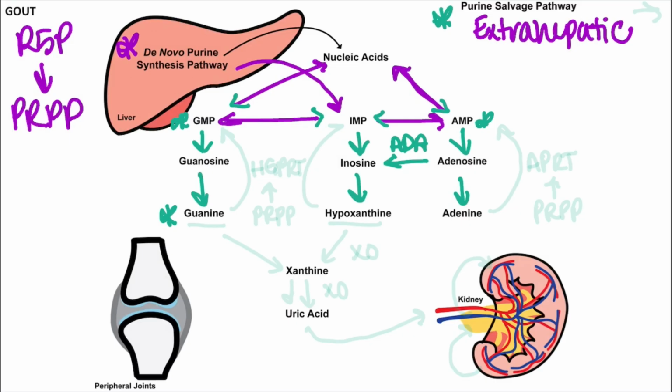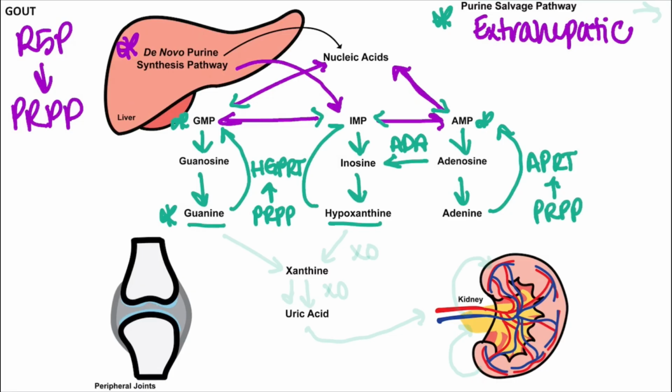So we will start with guanine and hypoxanthine. These can actually be recycled back to their nucleotide version via the enzyme HGPRT. And this stands for hypoxanthine guanine phosphoribosyl transferase. And this process uses a PRPP molecule. Similarly, in this adenine arm, APRT, or adenine phosphoribosyl transferase, uses a molecule of PRPP to generate AMP.